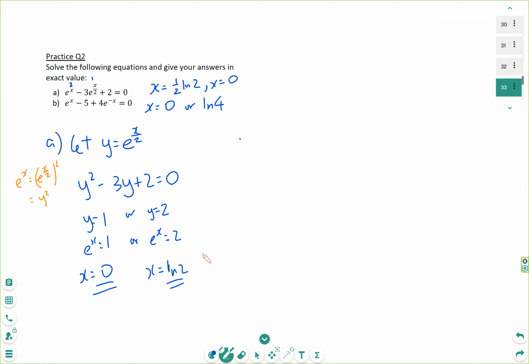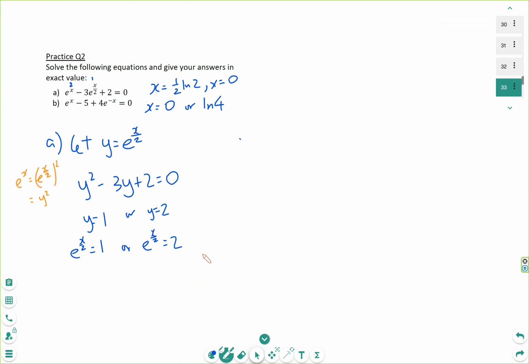E to the power of, oh, hang on a minute. I made a mistake. It's x over 2, right? Sorry, it's e to the power of x over 2 equals 1 or e to the power of x over 2 equals 2. My bad.